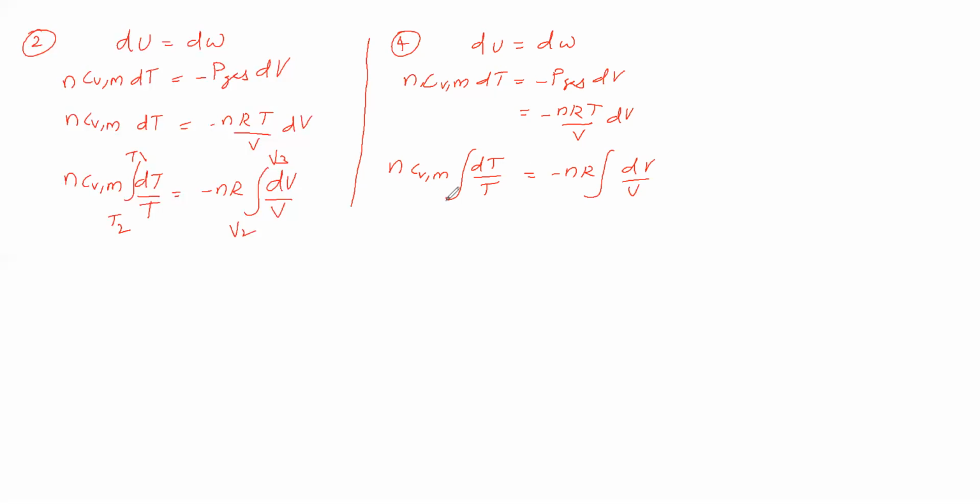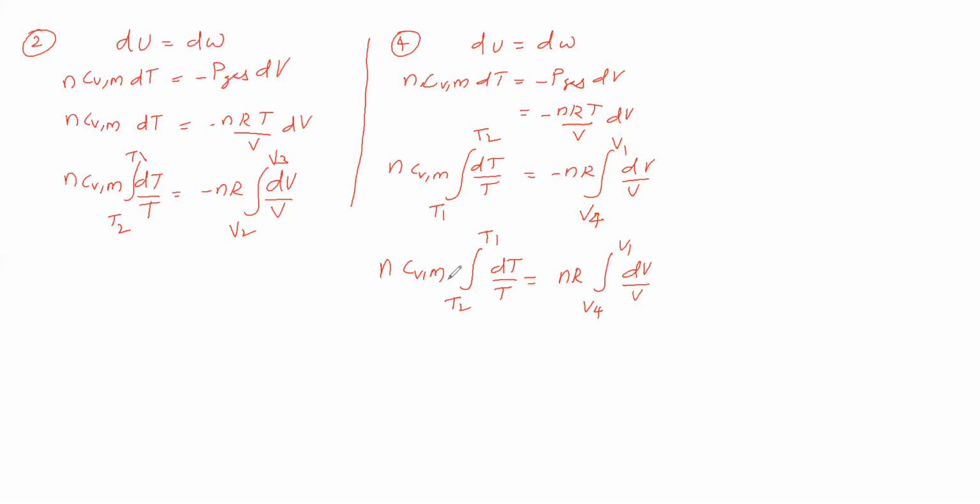For the entire process, the initial temperature is T1, final temperature is T2, initial volume is V4, final volume is V1. Okay, sir, we have written like this. Next, I will change something here. You see, n Cv,m, here I will write T2 to T1. If I write like this, then it will become plus. nR integration V4 to V1 dV by V.